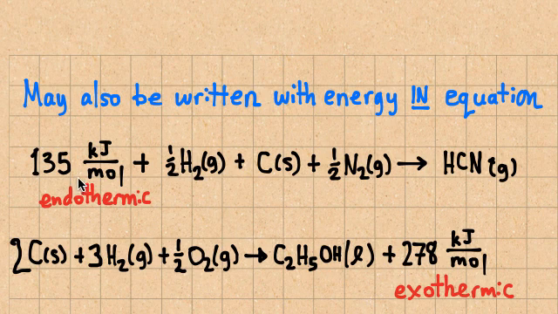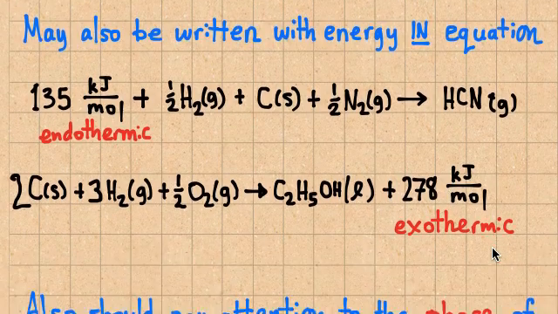Or we can write it as a product or a reactant. If it's endothermic, my number goes on the left, or sometimes I'll just write the word energy or heat over here. And if it's exothermic, I'll write the number of kilojoules on the right. Sometimes we'll just write heat or energy on the right. So if it's on the right, exothermic; endo going into, exo exiting the reaction.